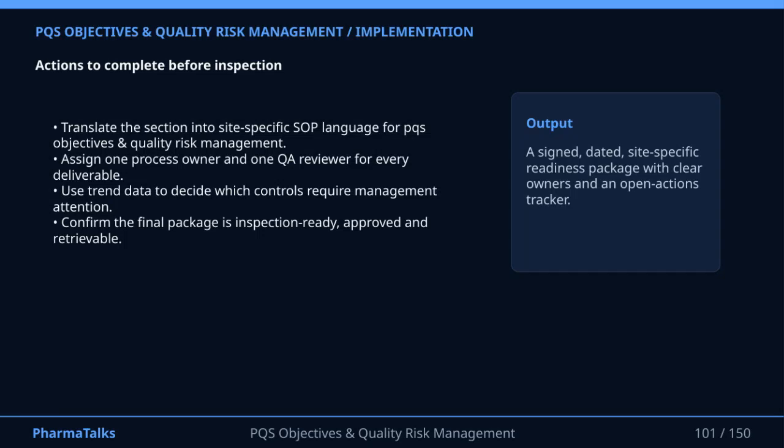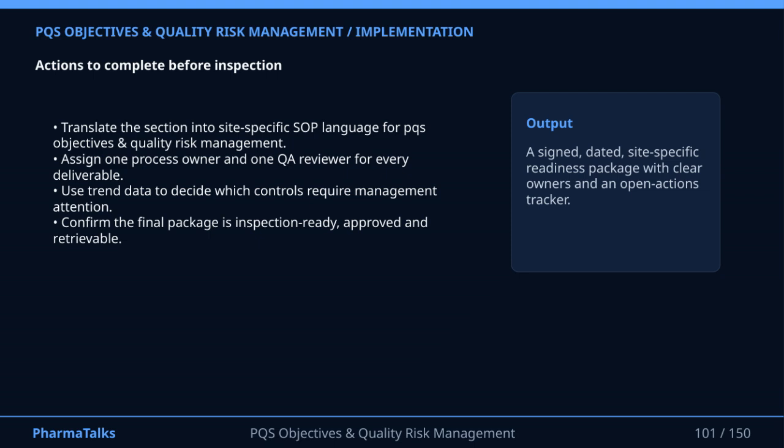Before the inspection, there are several important actions we need to complete to ensure everything is in order. First, we translate the PQS objectives and quality risk management sections into site-specific SOP language. This step is crucial because it tailors the general guidelines to our unique site processes, making them clear and actionable.